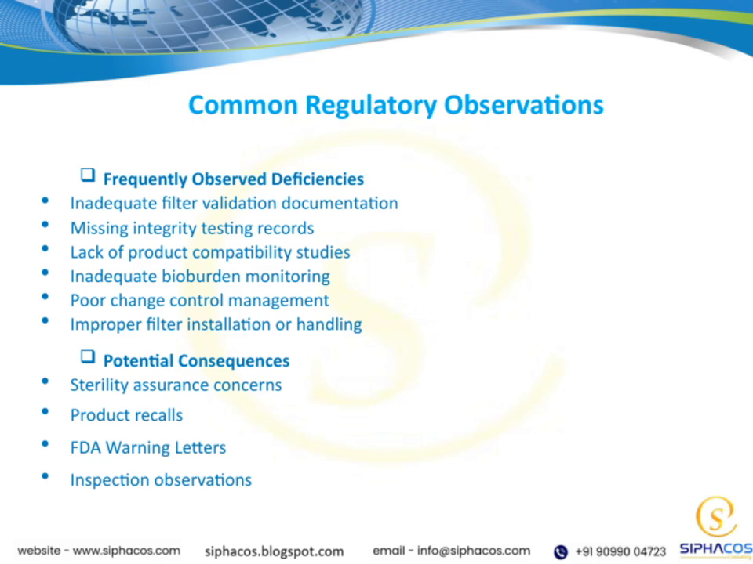This can result in product recalls, which are costly and damaging to the company's reputation. Furthermore, regulatory agencies like the FDA may issue warning letters or observation notices, which can lead to further scrutiny and penalties. In summary, these common deficiencies highlight the importance of rigorous validation, documentation, and control processes in maintaining compliance and ensuring patient safety. Keeping these points in mind helps us understand why thorough regulatory adherence is so critical throughout our manufacturing and quality assurance activities.